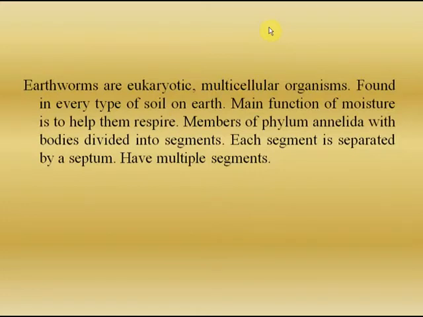What is the meaning of fossorial animal? It is used to describe the habit of living underground, and the earthworm belongs to phylum Annelida, and the main characteristic of this phylum is segmented body. So earthworm has multiple segments and their skin helps in respiration.